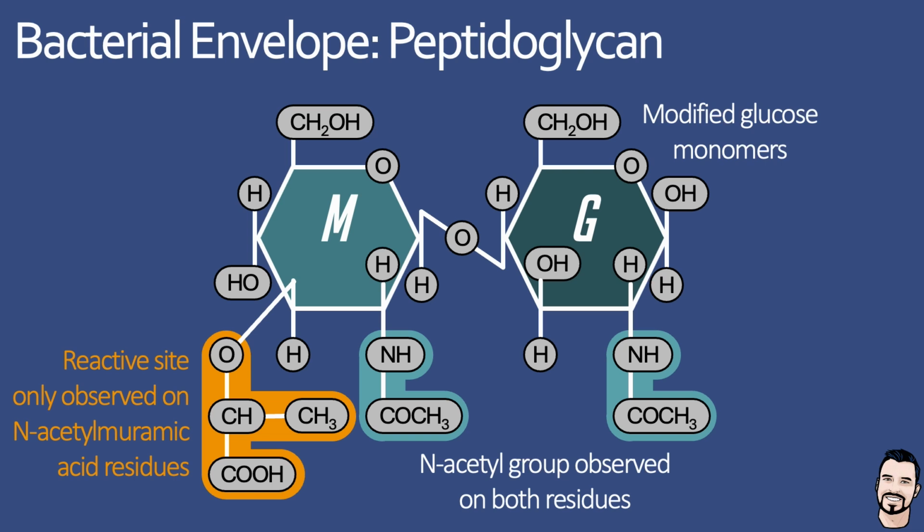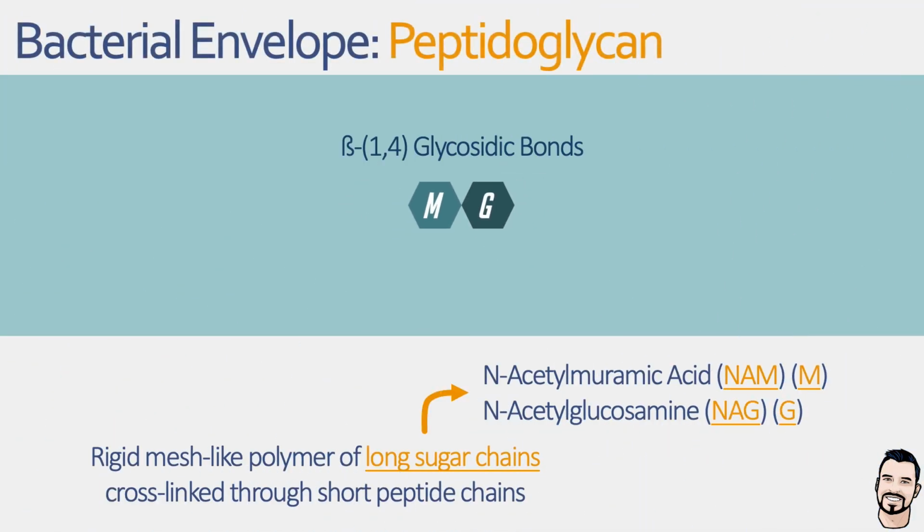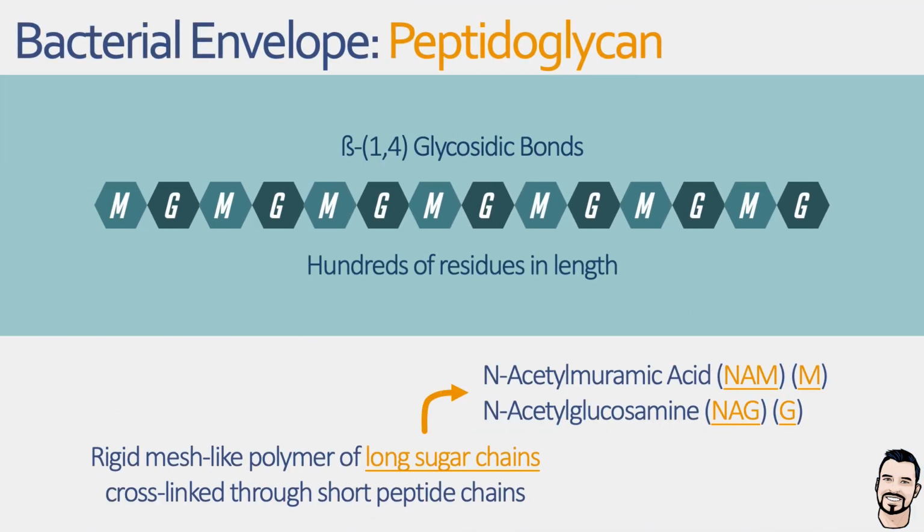Now, as I said earlier, these two alternating sugars are linked together via a beta-1,4 glycosidic bond. So carbon 1 of one sugar covalently binds to carbon 4 of the next in such a way that it forms a straight chain. And so what we end up with is long chains of alternating sugars, which can be hundreds if not thousands of residues long.